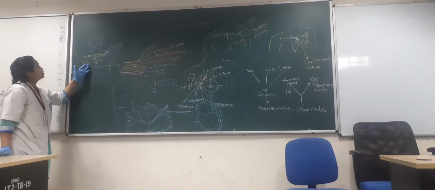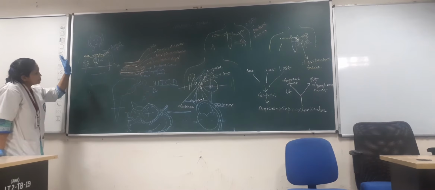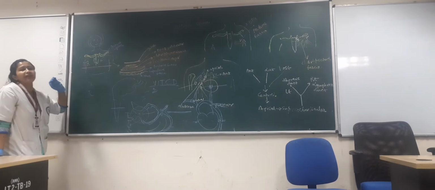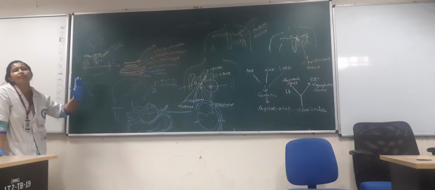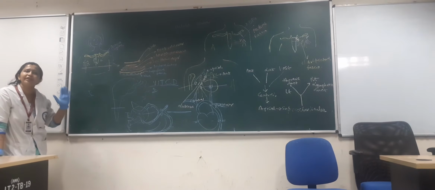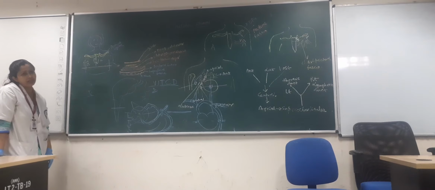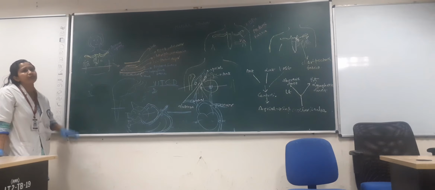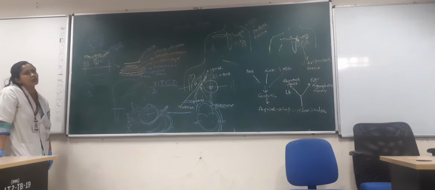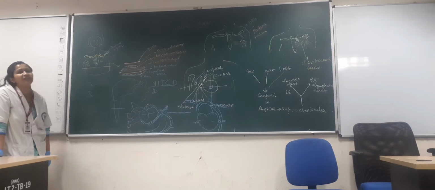So anterior cutaneous artery is the perforating branch of internal thoracic artery, whereas the lateral cutaneous artery is the branch of posterior intercostal artery.